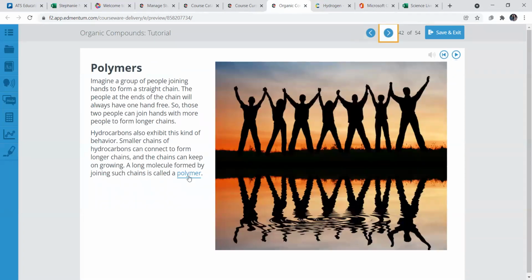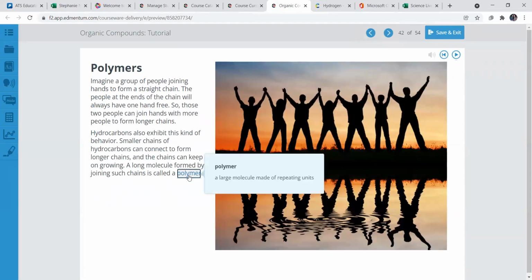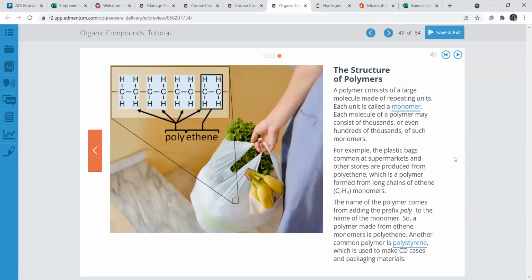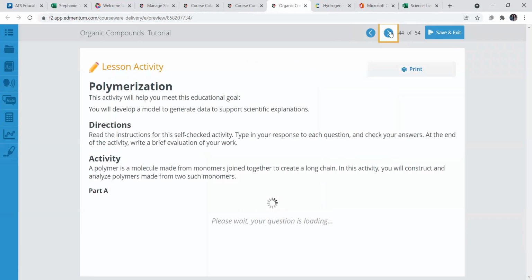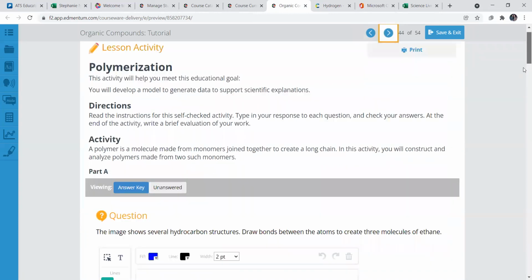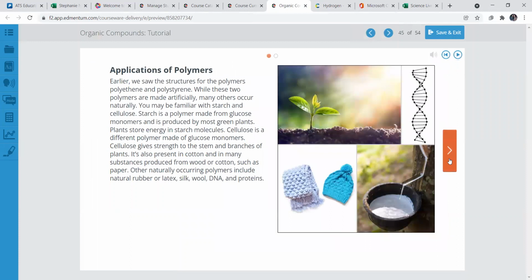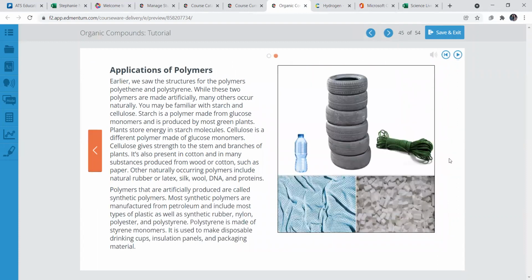Polymers. Okay, so a polymer is a large molecule made of a repeating unit. Monomer, a single repeating unit of a polymer. So just a single repeating thing goes on and on and on like this. Then here are some examples. Okay, so then drawing them out, you'd have to draw it out here, kind of connect the dots and the lines. Examples of polymers, here are some examples we have.